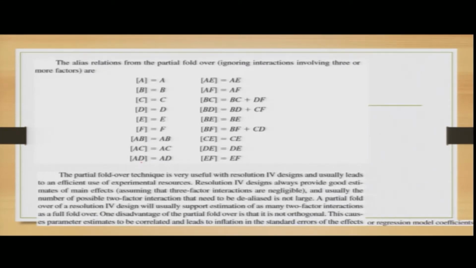So, the alias relations from the partial fold: initially you have done the full fold, and based on that we had block 2. The partial fold again we divide into blocks. The blocks are, if you consider this, for the first one starts from A to AD, for the second one basically goes from AE to EF. I am just reading so that you understand where the blocks are.